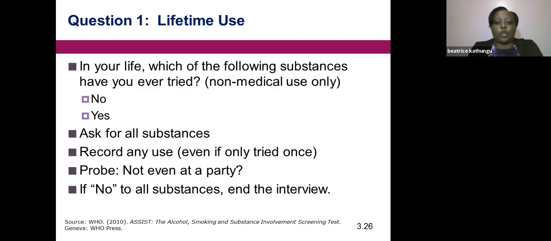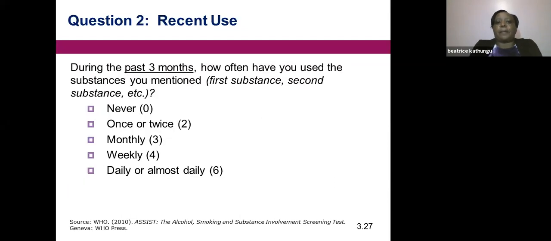That's important. You're also encouraged, if the client says no to everything, to probe a little further. Ask them, not even at a party, not even when all the students were trying substance use, not even in your university days. It's important to probe because sometimes the client may have forgotten. In our culture, because alcohol is used a lot in parties, you can ask, not even in family parties. You will prompt them to remember things they may have forgotten. If their answers to all these substances are no, then you end the interview and thank the client. What if you have some yeses? You proceed to question number 2. Question number 2 asks about the recent use.